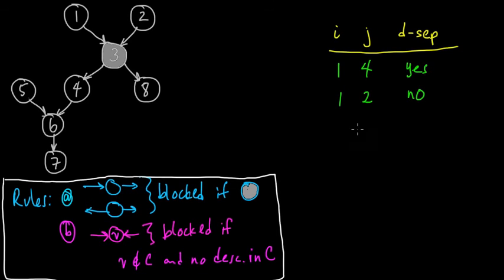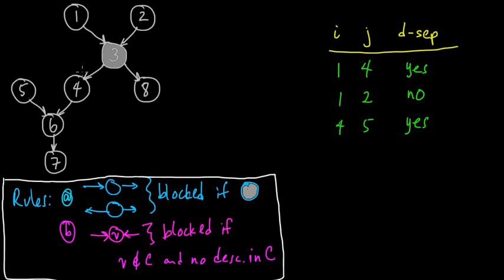Let's think about another one now. Let's think about 4 and 5. There's again a unique path here. So 4, 6, 5. Is this path blocked or not? Well, we have a head-to-head relationship here. So that would be case B. And it would be blocked if V is not in C and no descendants are in C. 6 is V in this case. 6 is not in C, and it has no descendants in C, right? So that is blocked.